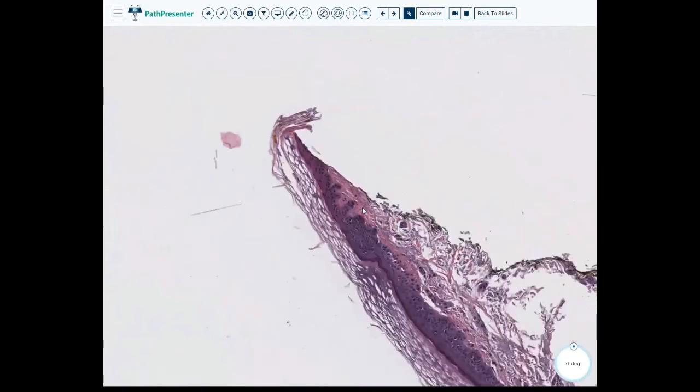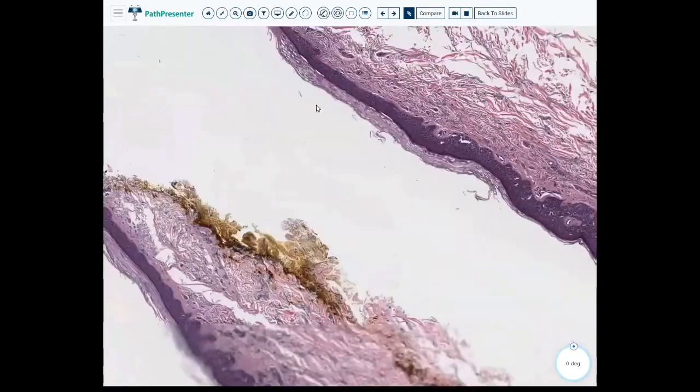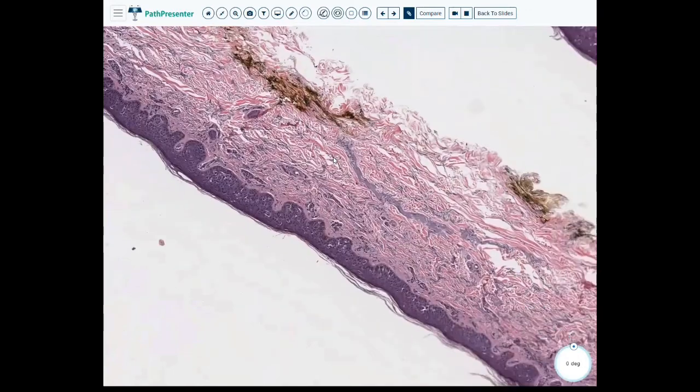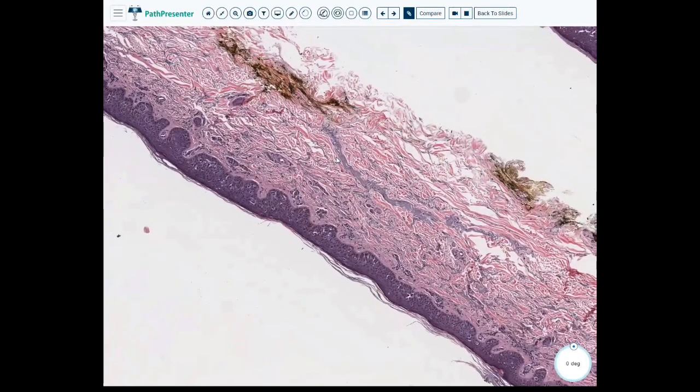Yeah, it's close, but it's not there. So again, you always want to comment on the margins as well, so the clinicians know what to do next. Okay, but this is melanoma in situ.